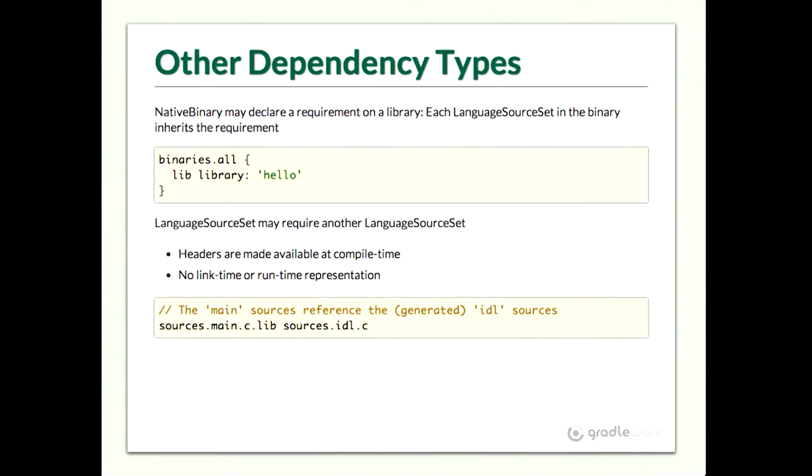Basically every language source set is going to have that requirement. Another way we can declare dependencies is between source sets. Rather than from a source set to a library, which is a component and can be built separately, we can just say my main C sources depend on my IDL C sources. This helps us, if we had some specific Windows sources, they might just depend on some common sources. So we can structure our source sets like that without having to say this is a separate library. We can just have sets of sources that depend on each other.